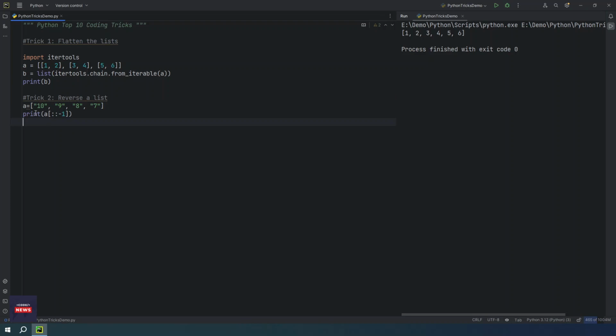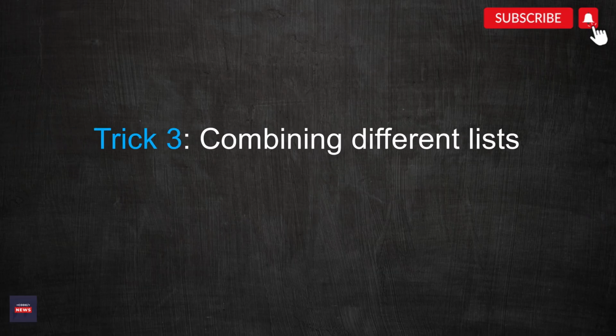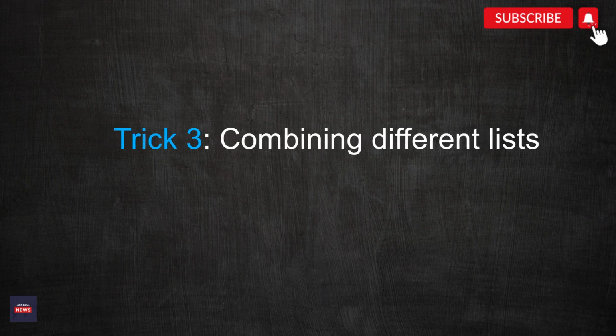Here we have a list object of string values. We are going to reverse all these list items from right to left. Okay, we have used slicing here, which starts from the -1 index. Okay, if you run the program, all your string list items are now reversed. Now let's see our trick number 3, combining different lists.